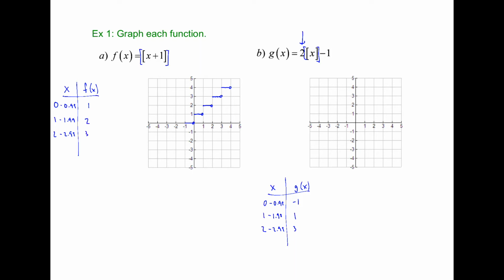So we can go ahead and graph this. From 0 to 0.999 is going to be negative 1. And then at 1, it's going to jump up to 1. And at 2, it's going to jump up to 3. And then at 3, it's going to jump up to 5. And so on. And that's your greatest integer functions.